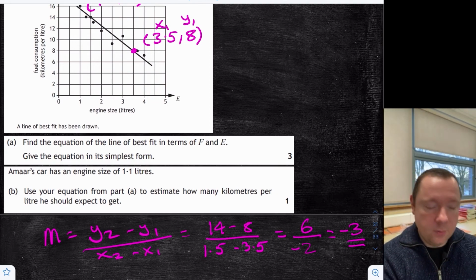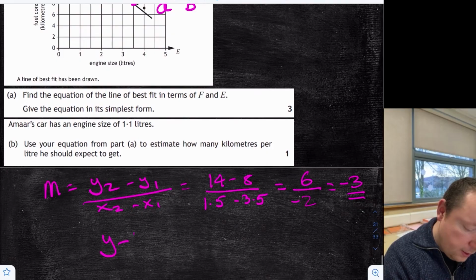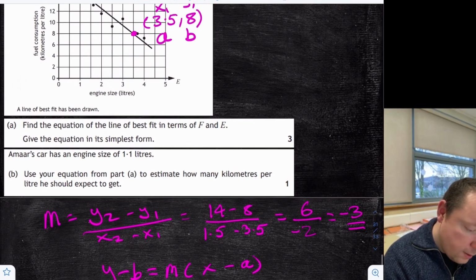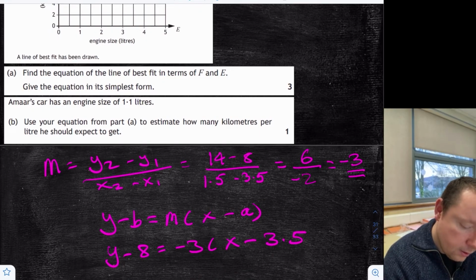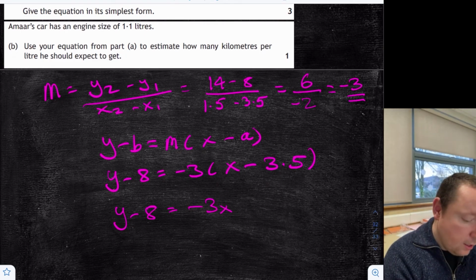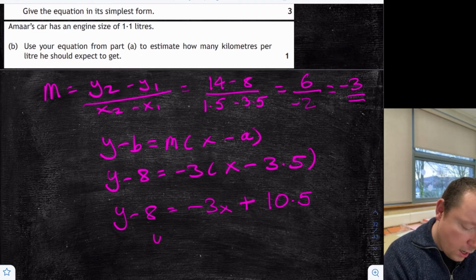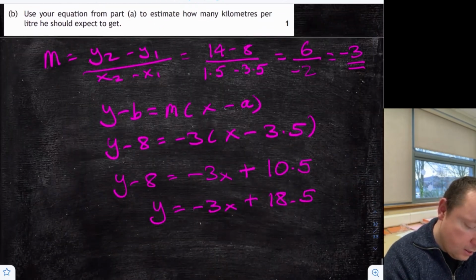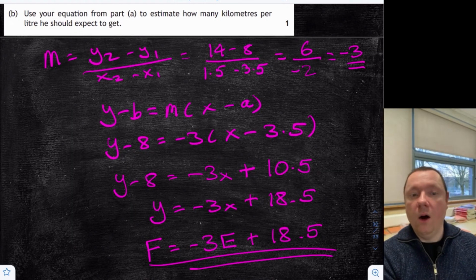Then we're going to use y minus b equals m(x minus a). So I'll just call one of the points a and b. Let's do this one, but you can use the other one. So y minus b is m(x minus a). So we've got y minus 8 equals minus 3(x minus 3.5). Get a mark for getting that far, and then fixing it all up. Y minus 8 equals minus 3x. Minus times a minus is a plus. 3 times 3 is 9, plus 1.5 is 10.5. And then that means y equals minus 3x plus 18.5. But we need to swap our axes for F and E. So F equals minus 3E plus 18.5 for our final mark.